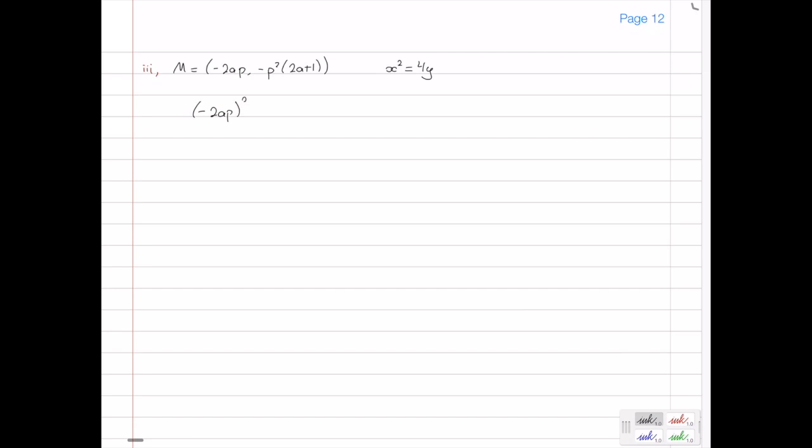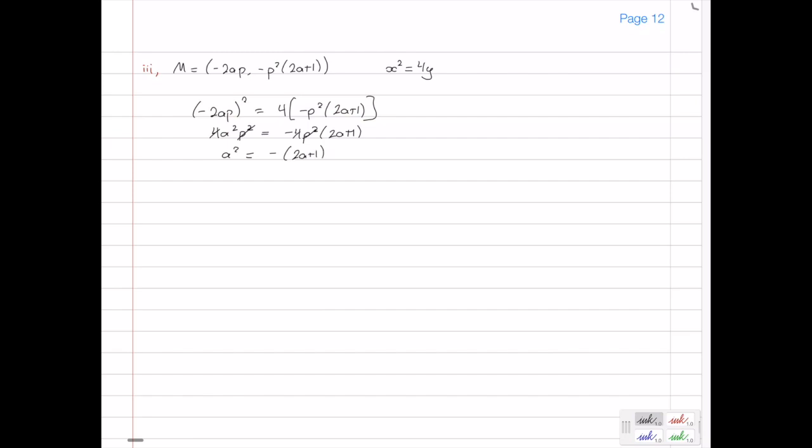So let's do that. Let's substitute everything in. So the x-coordinate gets squared, and that's equal to minus 4 times the y-coordinate, p squared times 2a plus 1. Okay, let's simplify everything here. That's going to be 4a squared p squared equals minus 4p squared times 2a plus 1. We can cancel a p squared and a p squared, and we can cancel a 4 and a 4. That gives us a squared equals minus 2a plus 1.